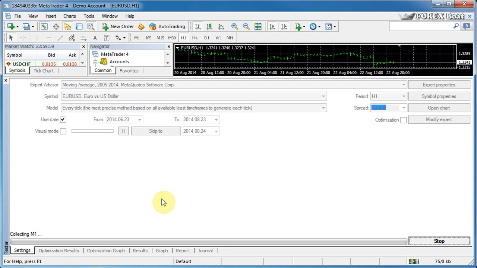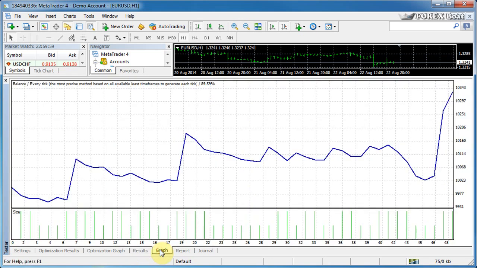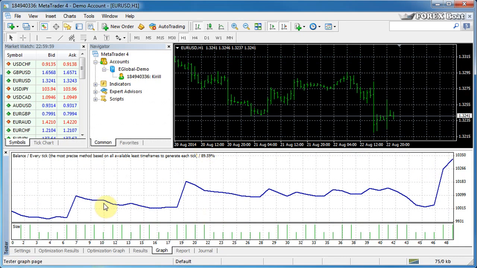So now we're running this backtest. And now if we go to results, if we go to graph, as you can see, this is a profitable backtest. Obviously, it's not as good because this is a prepackaged standard expert advisor that comes with MetaTrader 4, but as you can see, MetaTrader 4 helped us optimize the parameters and find the best ones for us.